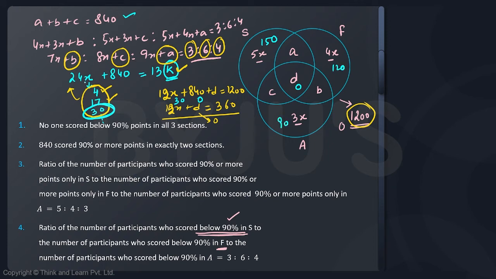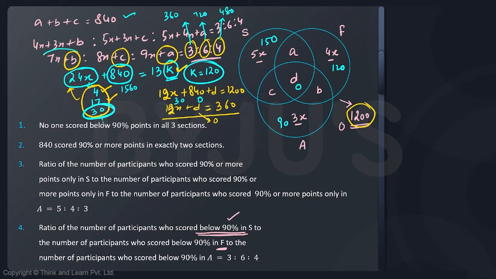And if x is equal to 30, this becomes 24 into 30, that is 720. 720 plus 840, that is 1560. If it is 1560, 13k is 1560. So what is k? It is 1560 by 13, that is equal to 120. If I put k as 120, this value would become 360. This value would become 720 and this value would become 480.